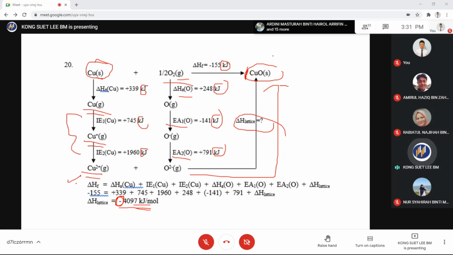Substitution, formula, substitution, final answer with unit. This is the format when you answer for chemistry question. Formula, substitution, final answer with unit. Clear? Clear, Madam. Must follow this format.